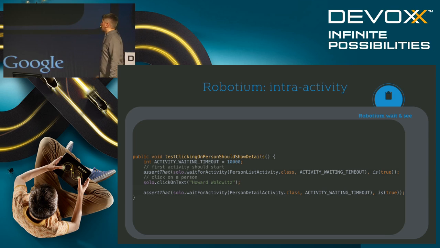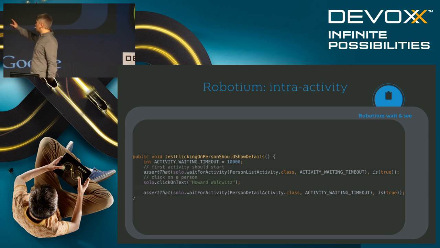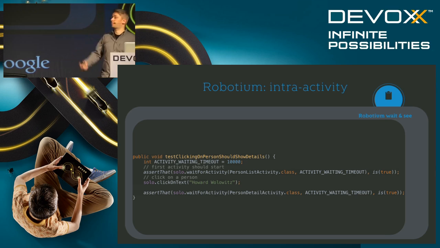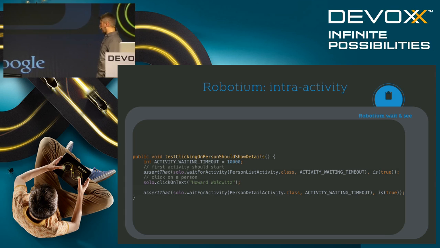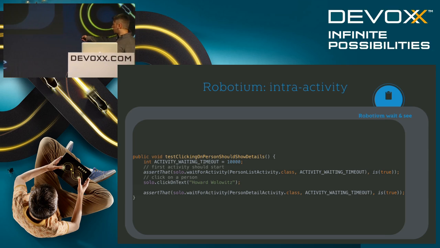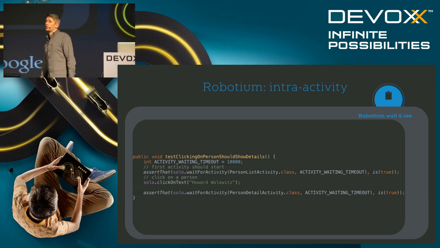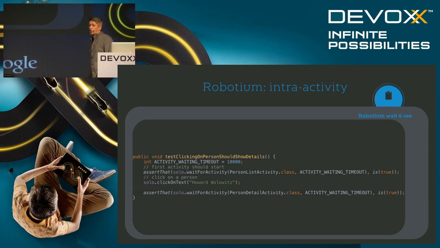So here what I'm doing is I first check that my first activity is really coming up. Then, for instance, I could click on Howard, and at that point, his details page should pop up. So you see, I can do that with Robotium quite easily. The only thing is I still need to think a little bit about what is the timeout that's possible. We will, in a few moments, see another tool that makes even this quite a lot easier.